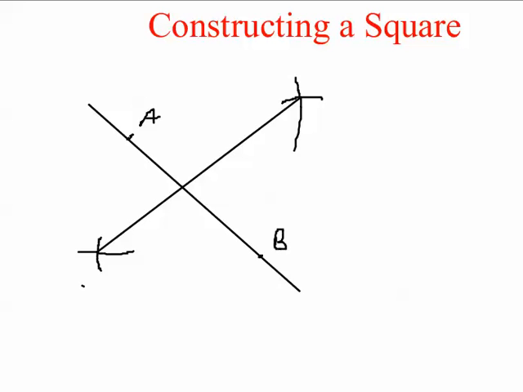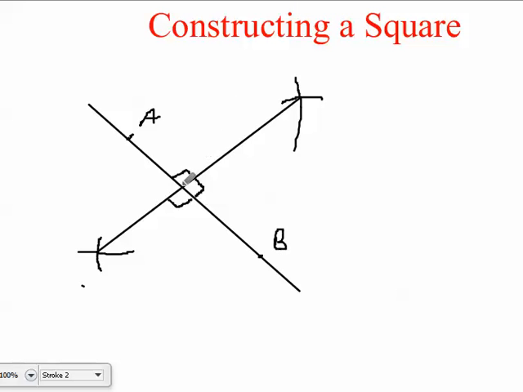Now, what I just did was create a perpendicular bisector. That's what that's called, a perpendicular bisector. That's the construction for a perpendicular bisector. So I've got perpendicular angles right there. How do perpendicular angles help me at this point? Well, one of the things about a square is that the diagonals are perpendicular.